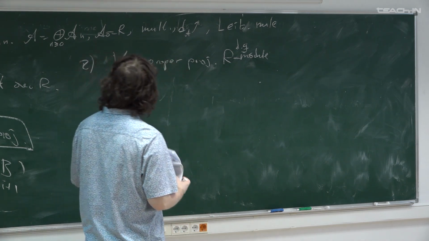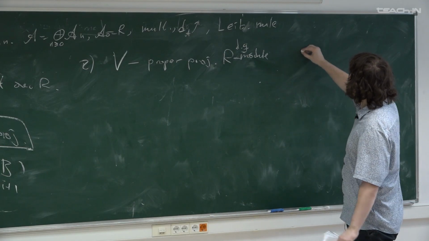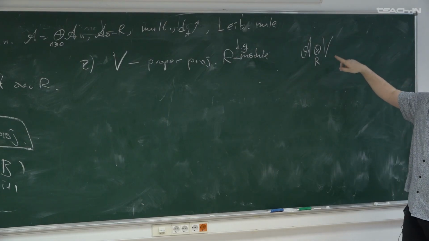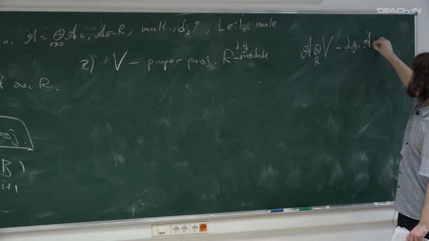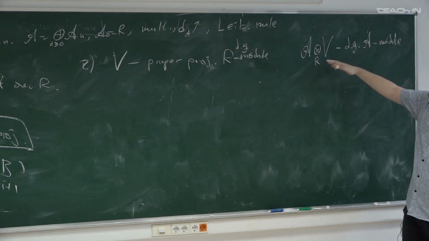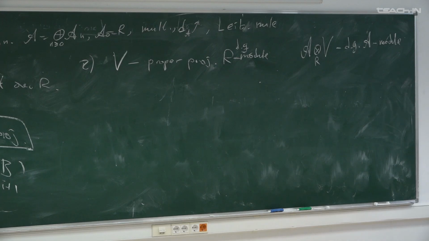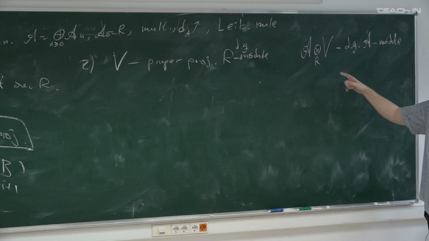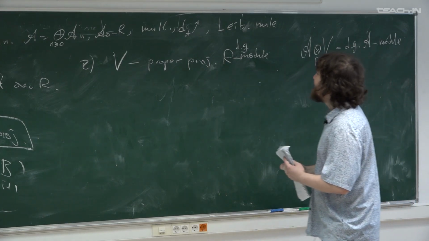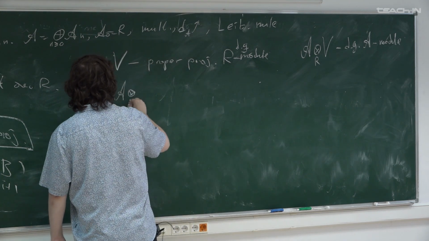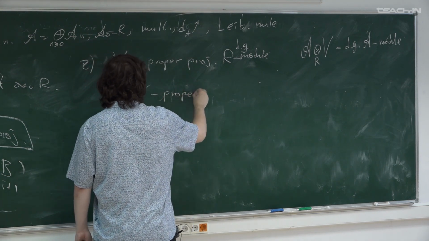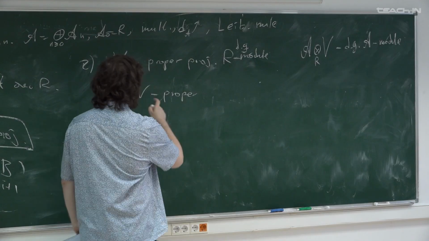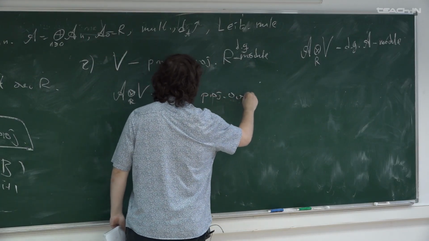So then for any such module, I can consider A graded tensor over R with V. And this is now a differential graded A module, with differential with the Leibniz rule and so on, okay? And it's an A module via multiplication from the left by A. If it's an R module, it's an A module. And this is also proper projective. We know that such modules are enough over R, and by tensoring with A, we obtain that these modules are projective over A.